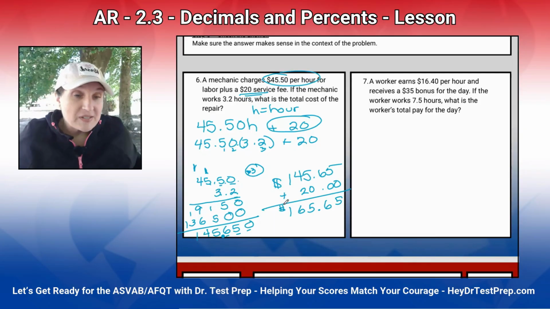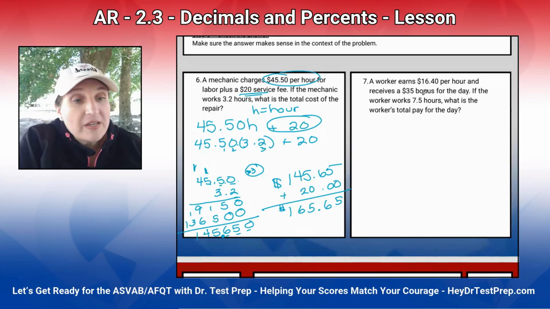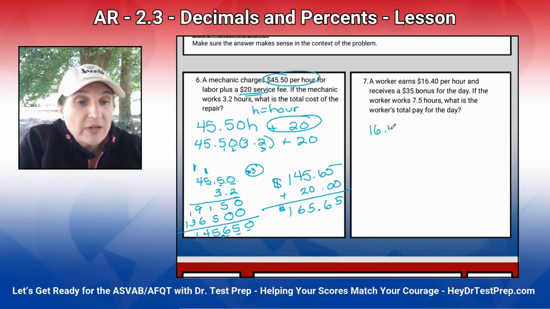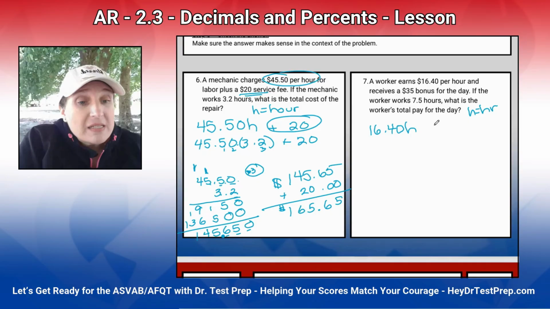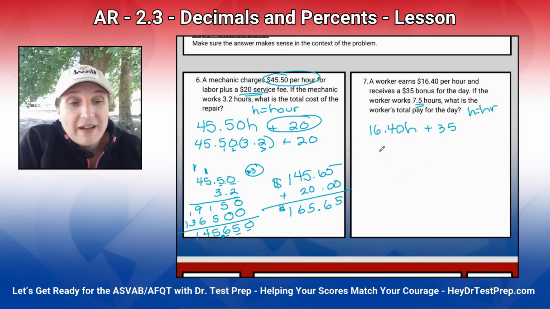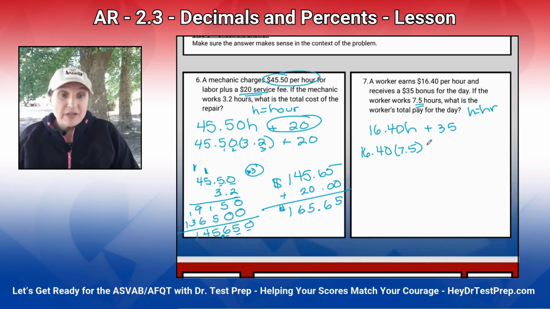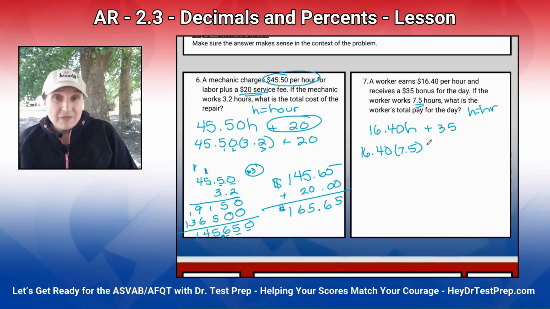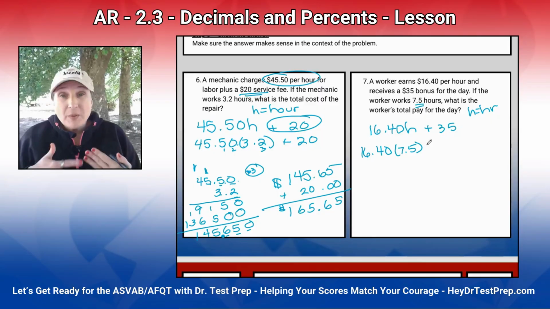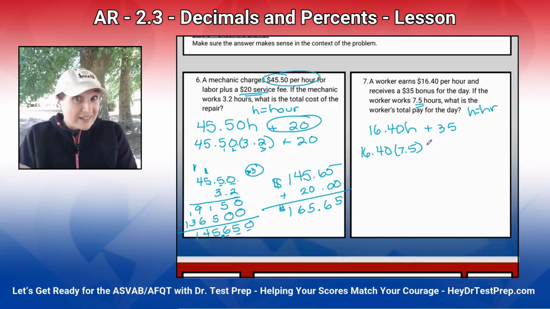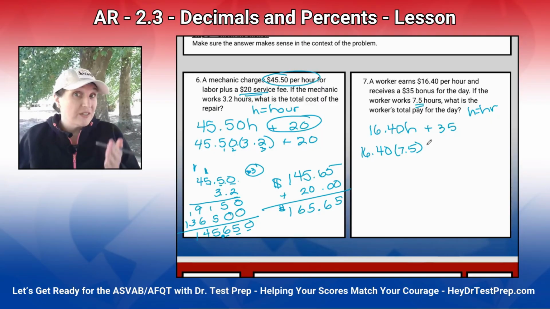All right, let's take a look at number 7. The worker earns $16.40 per hour plus a $35 bonus. And what happens if they work 7.5 hours? So this is one where some of you could do $16.40 times 7, half of $16.40, which is $8.20, and then add them up. If you understood what I meant, great. If you didn't, good, because I'm going to show you the long way to do it, which still always works.